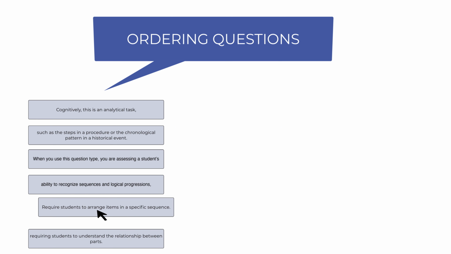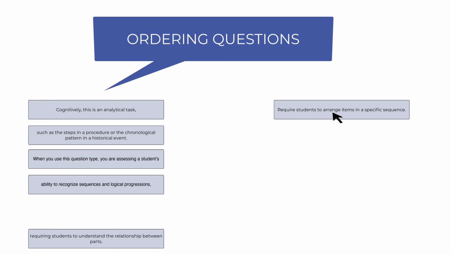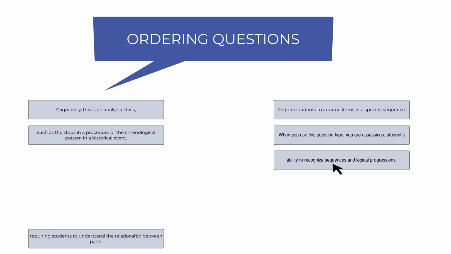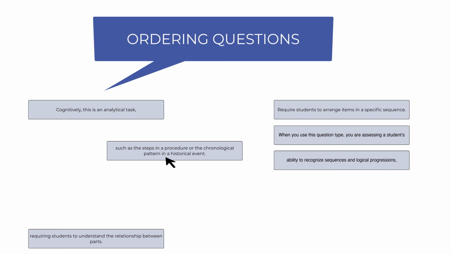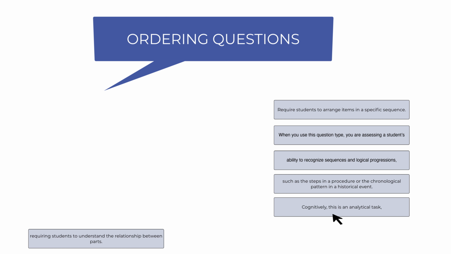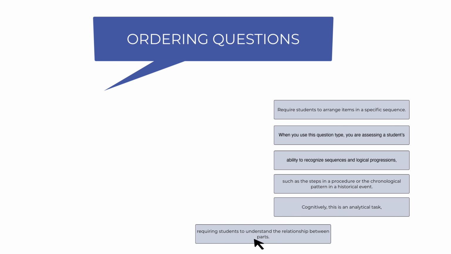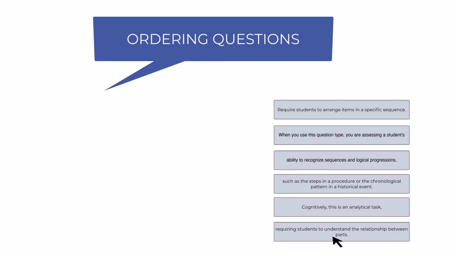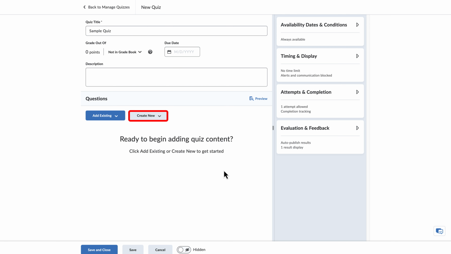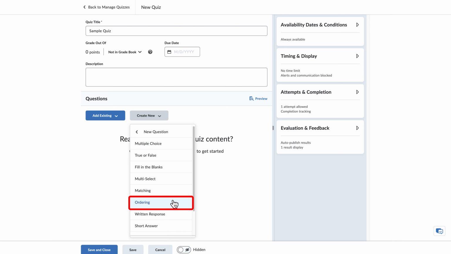Ordering questions require students to arrange items in a specific sequence. When you use this question type, you are assessing a student's ability to recognize sequences and logical progressions, such as the steps in a procedure or the chronological pattern in a historical event. Cognitively, this is an analytical task, requiring students to understand the relationship between parts. To build an ordering question, click the Create New button and select Ordering from the drop-down list.